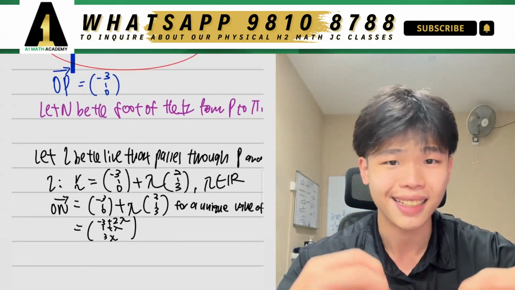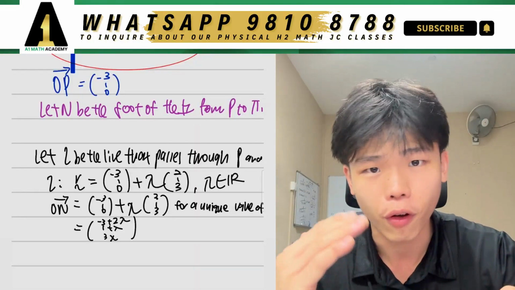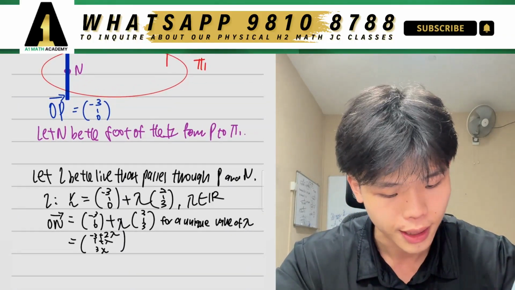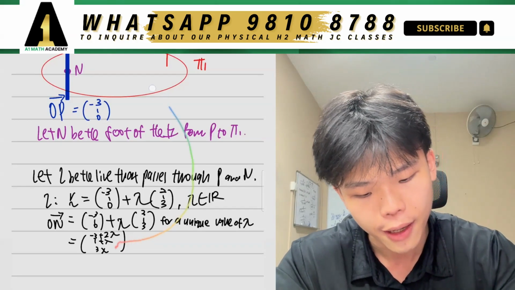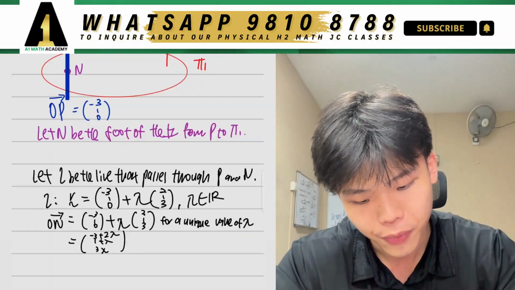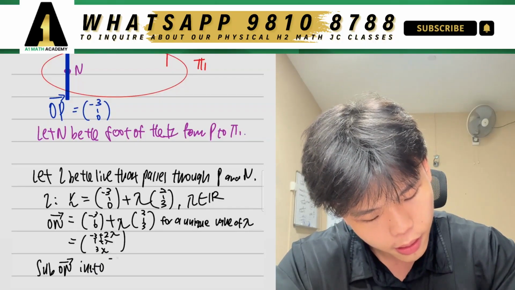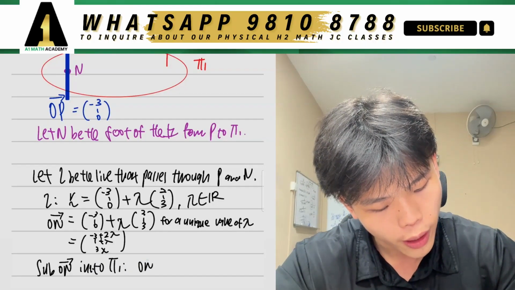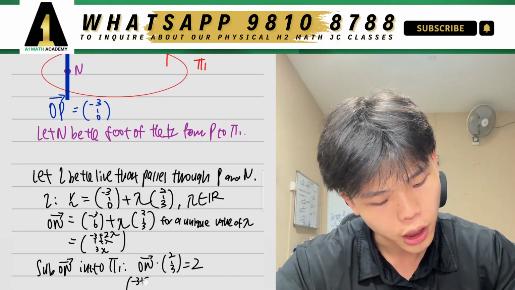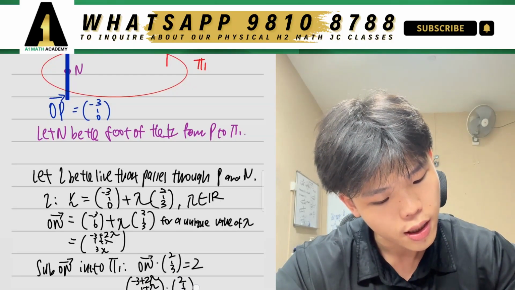So we know that ON has these coordinates, but it's for a very specific value of the scalar multiple. So how exactly do we find this specific value? All we need to do is sub back into the equation of the plane, because fundamentally N lies on the plane. So I'm just going to sub ON into the plane equation one more time. ON dot (2, 1, 3) will give me 2 as well. So over here I have (-3 + 2λ, 1 + λ, 3λ) dot (2, 1, 3) equals 2.